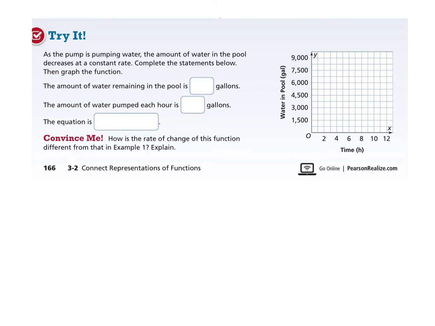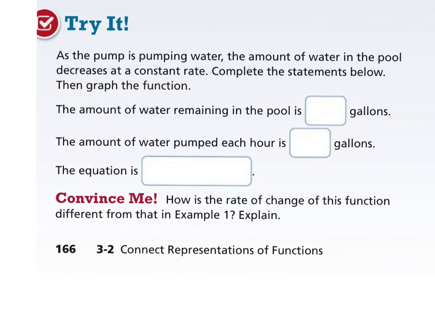So if you look at the try it, as the pump is pumping water, the amount of water in the pool decreases at a constant rate. Complete the statements below, then graph the function. So this part we actually already did a little bit. So if there was 10,000 gallons and we've pumped 2,000 gallons already, if you subtract, that would be 8,000 gallons left in the pool. The amount of water pumped each hour is 720 gallons.